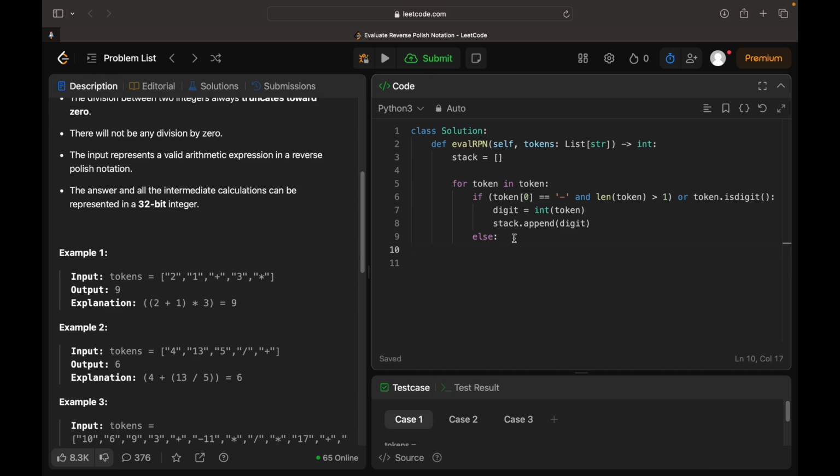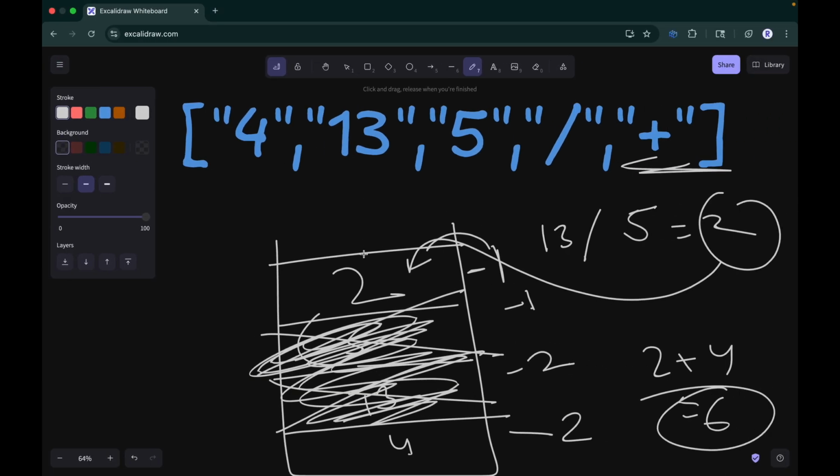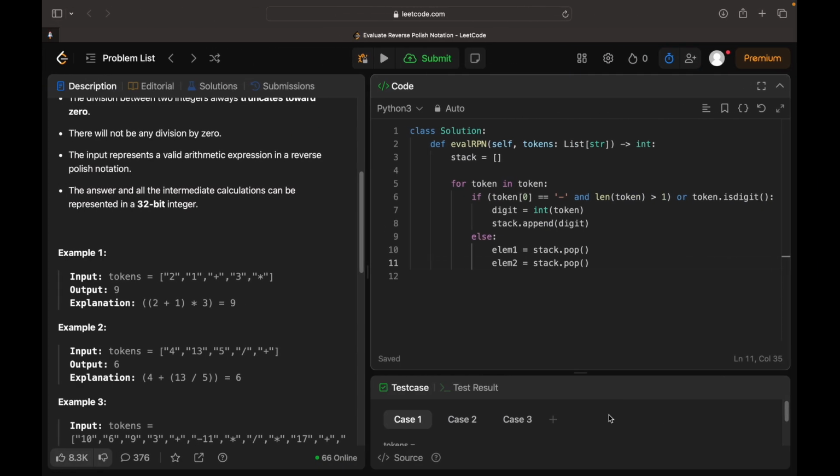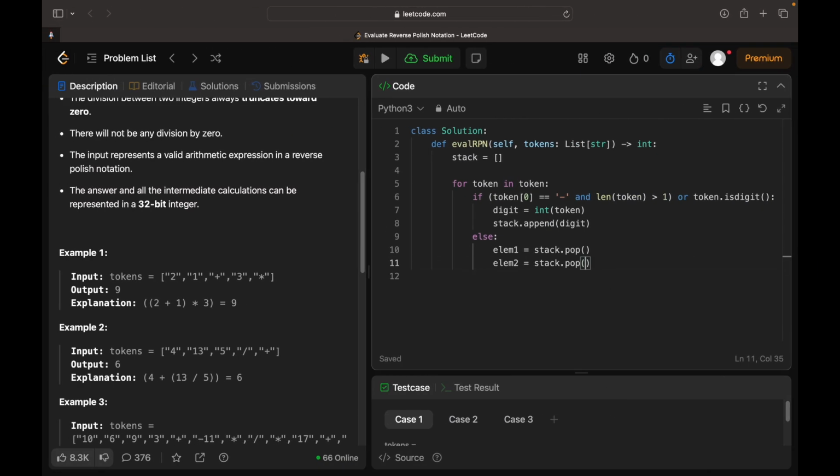So what I can do is stack.pop, that will give me number 1 or element 1. And then I can do element 2, which is equal to stack.pop again. Cool. So what I'm doing is popping out this element, popping out this element, and trying to get both of them. And once I do that, I can perform the operation.